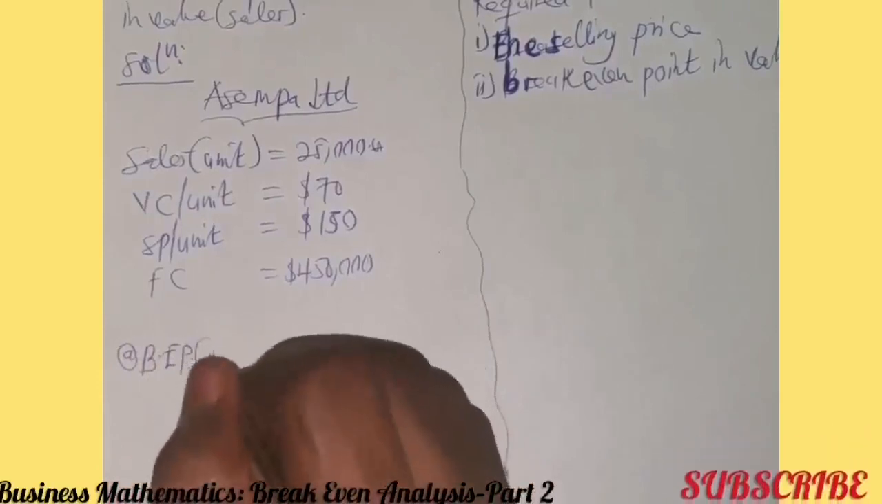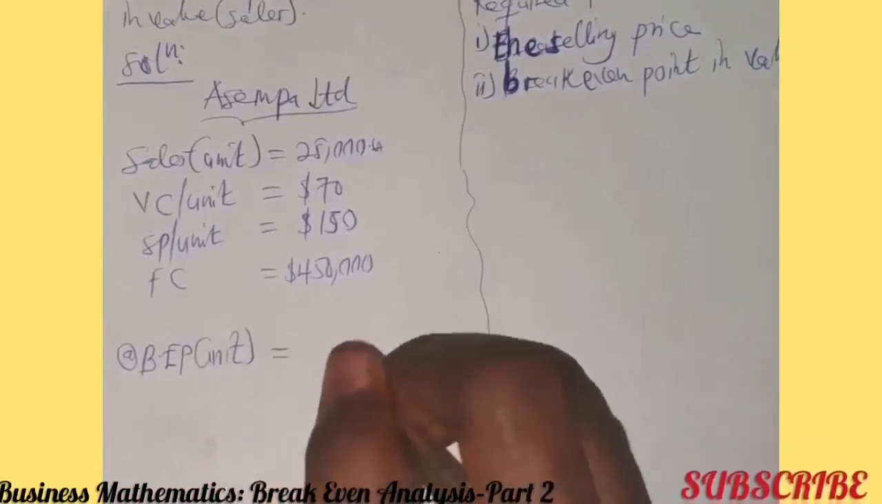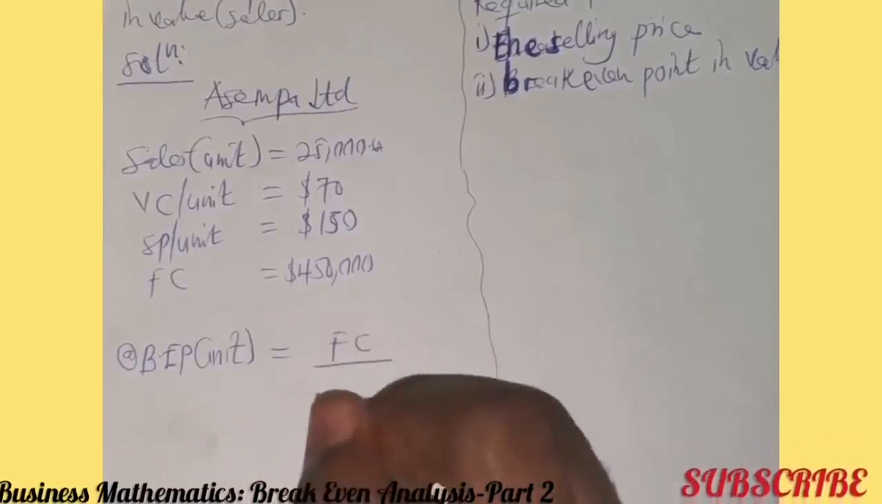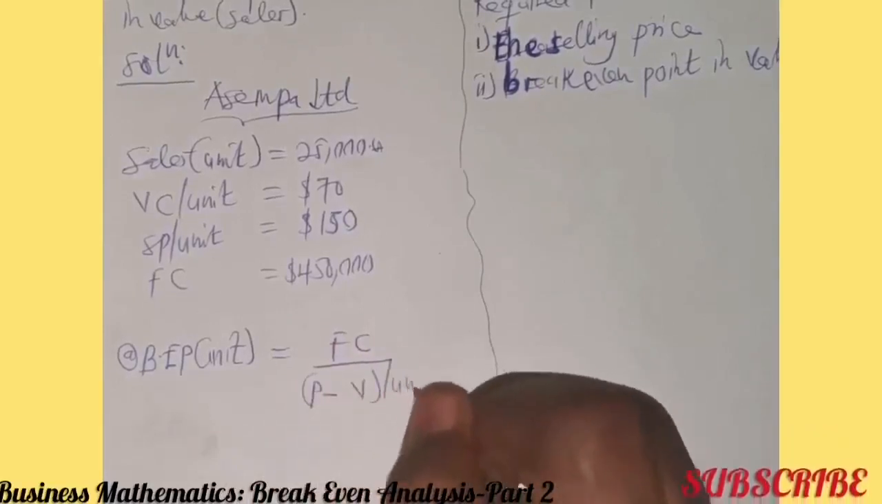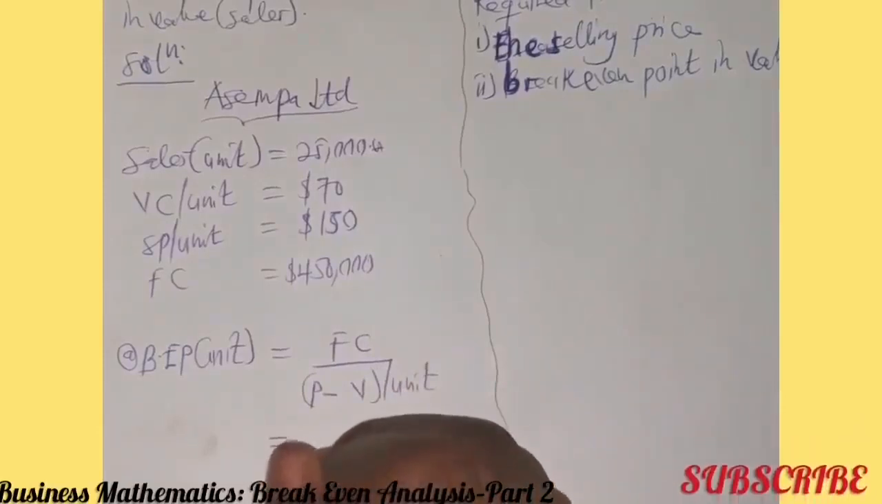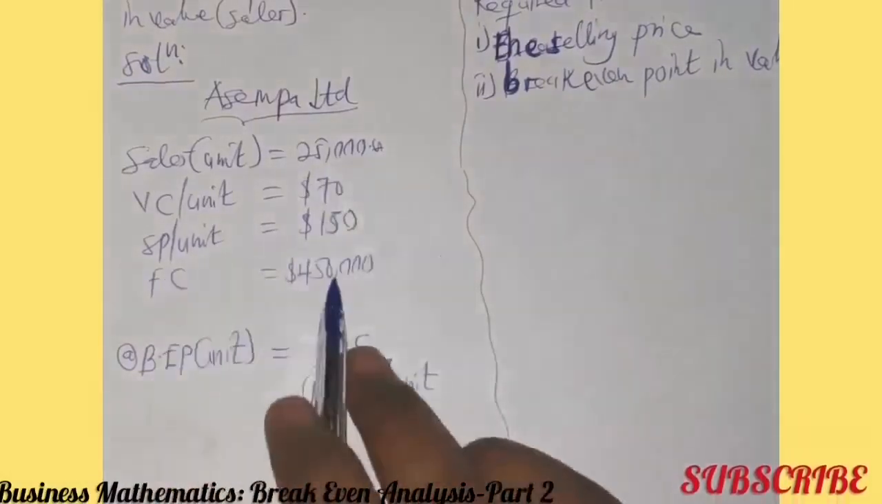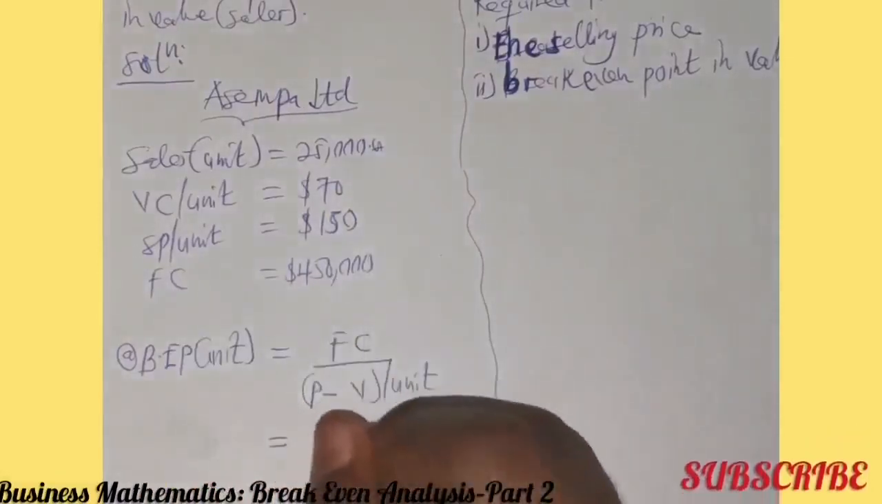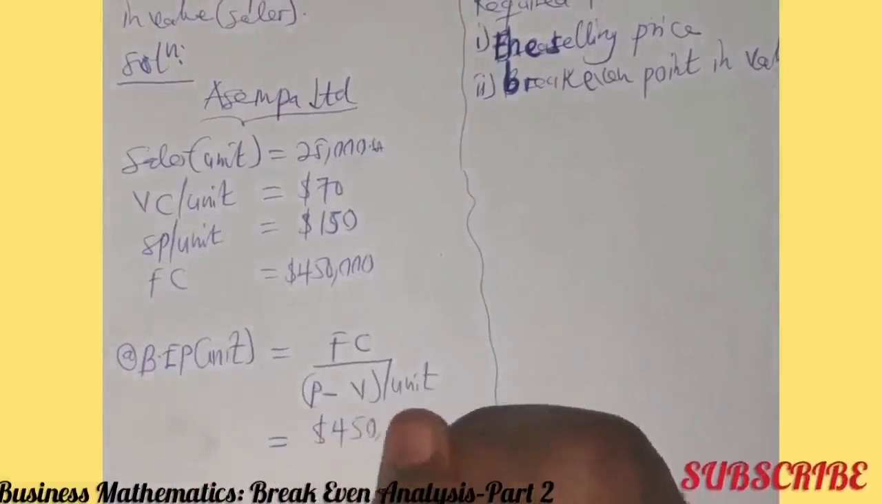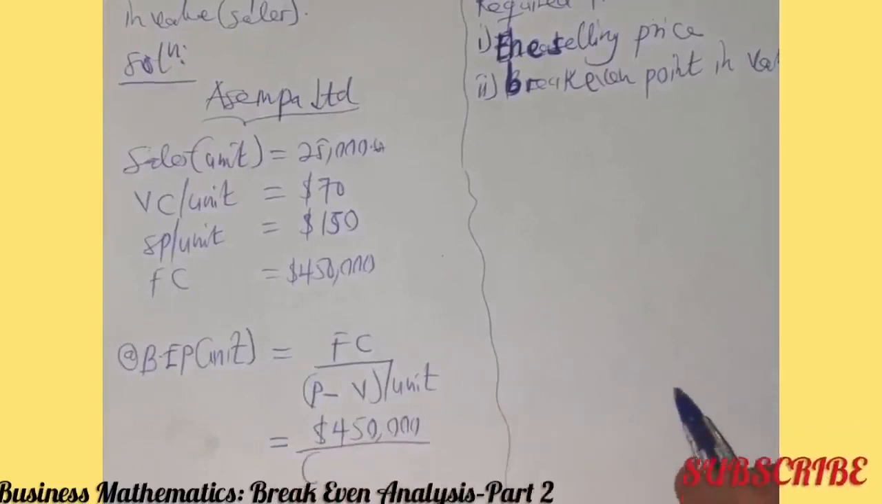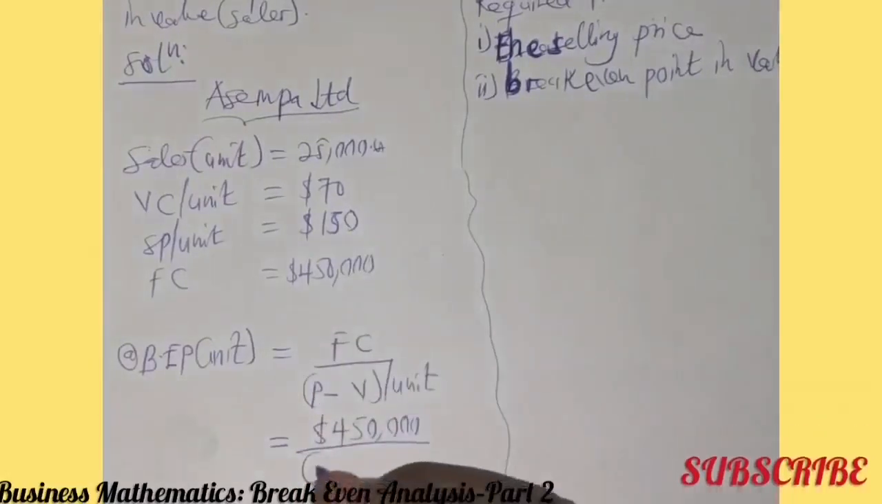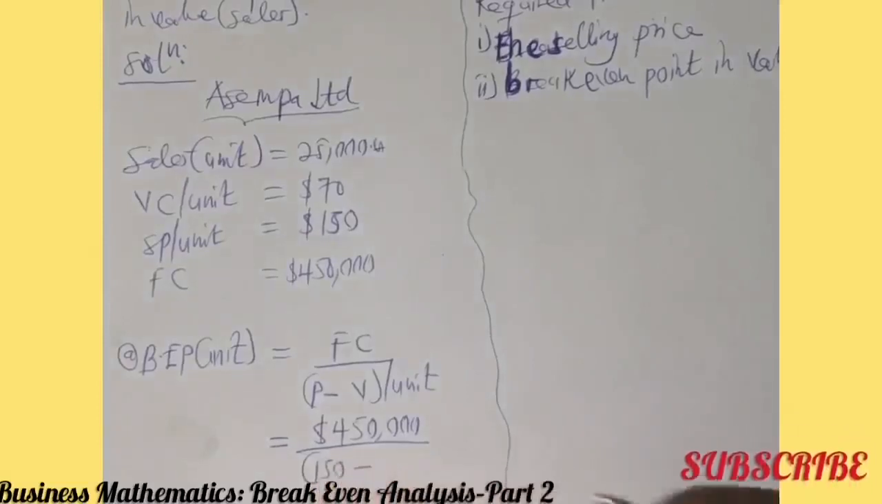So here our BEP, break-even point in units. Remember the formula, we said break-even point is what? The formula is fixed cost over your price minus your variable cost per unit. Remember? Yes. So here, where is my fixed cost? My fixed cost is $450,000. So here becomes $450,000 divided by my selling price per unit, which is 150, right? So I'll fix in here the 150 minus my variable cost, which was given as $70. Remember, all in per unit.